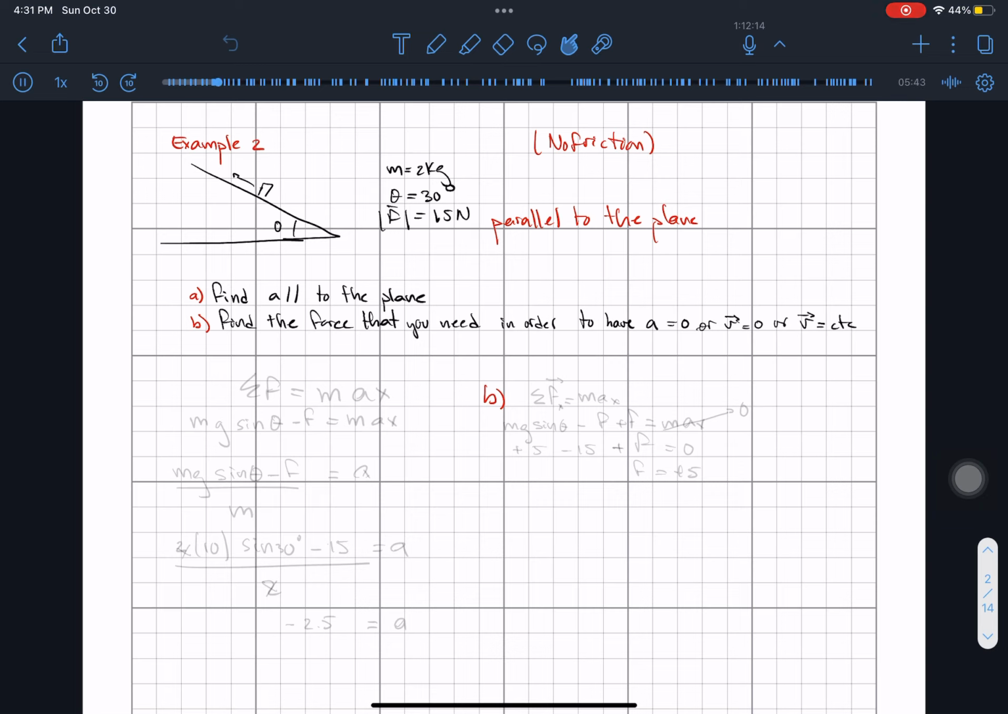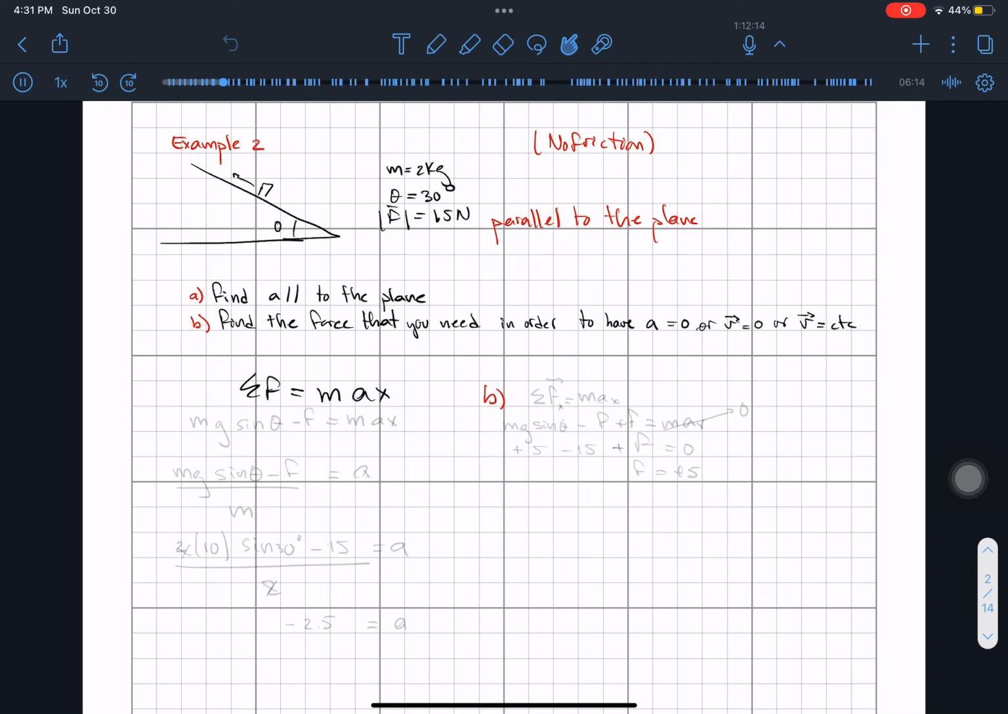Now, we need to find the acceleration parallel to the plane and the force that we need in order to have either an acceleration of 0, a velocity of 0, or a constant velocity. Okay, so according to Newton's second law of motion, the sum of all the forces acting on an object is equal to the mass times the acceleration. This is a way where we can find the acceleration, right?